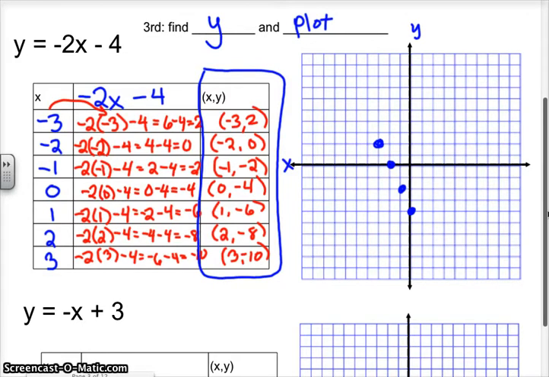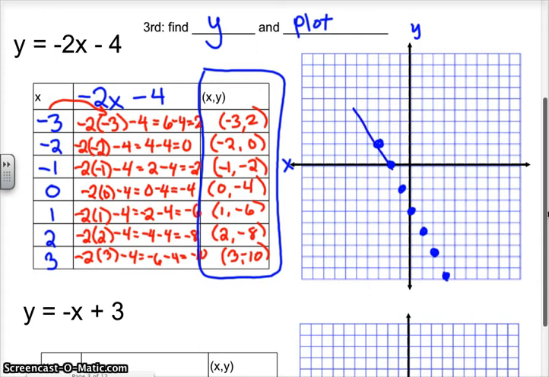1, negative 6, I go to the right 1, down 6. It'll be right there. 2, negative 8, I go to the right 2, down 8. And lastly, 3, negative 10, I go to the right 3 and down 10.